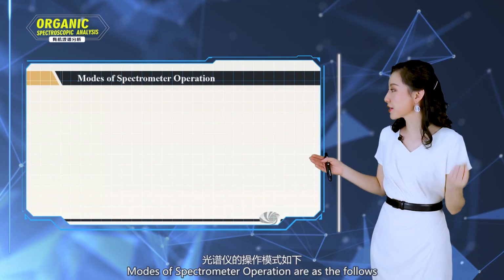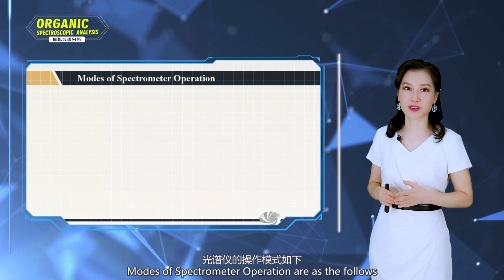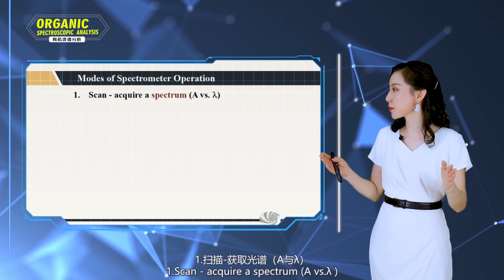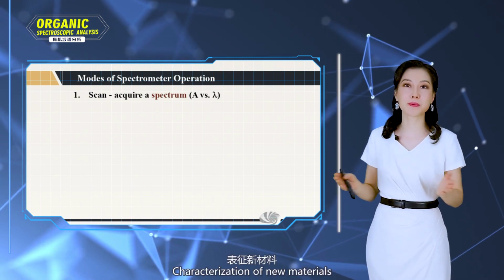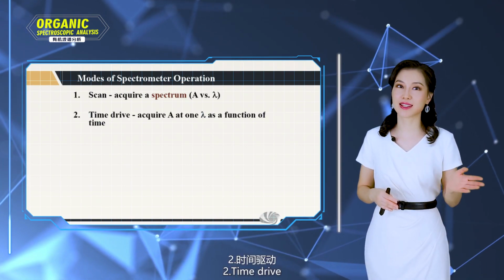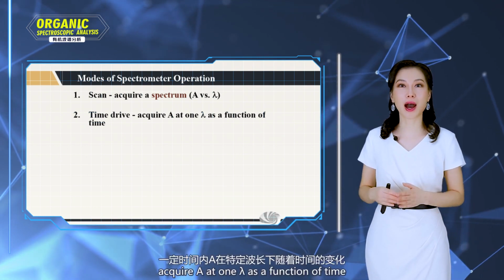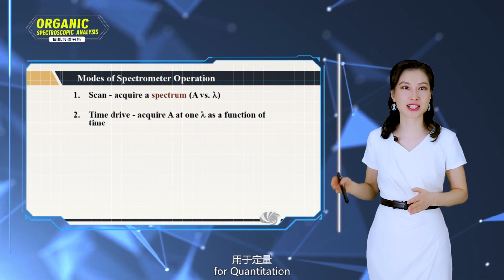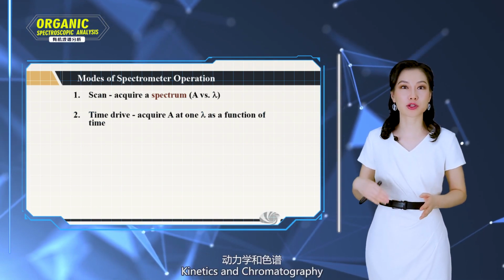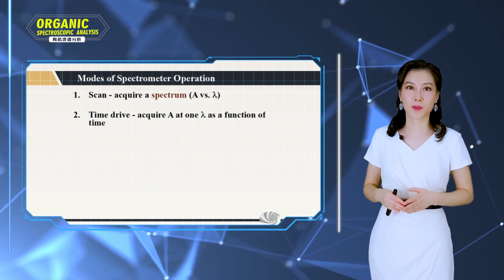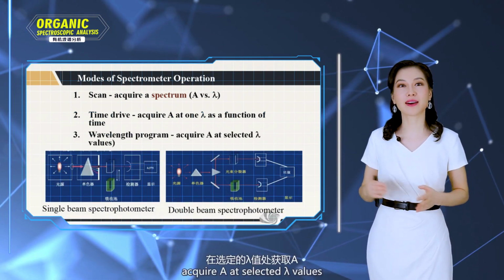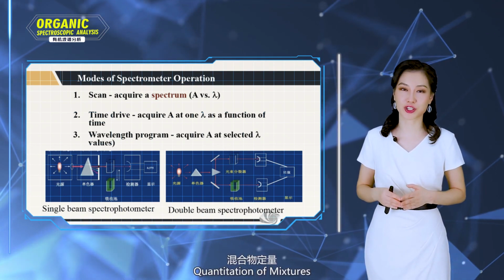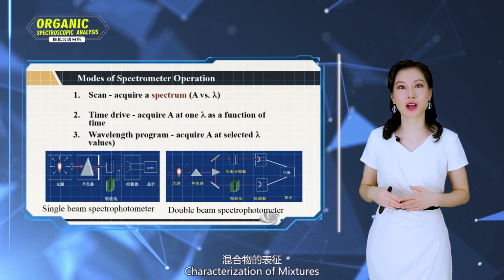Modes of spectrometer operation are as follows. Firstly, scan: acquire a spectrum characteristic of new materials. Secondly, time drive: acquire A at one lambda as a function of time for quantitating kinetics and chromatography. Thirdly, wavelength program: acquire A at selected wavelength values, for quantitation and characterization of mixtures.